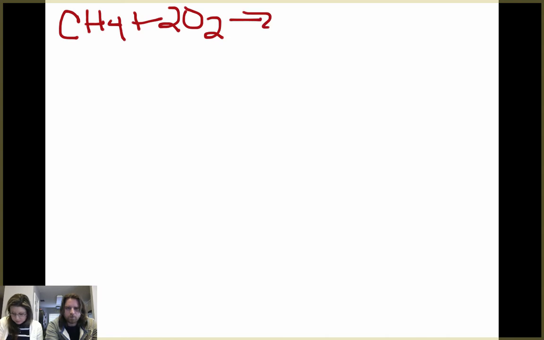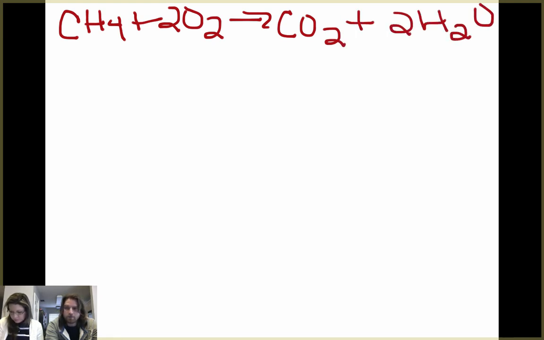All right. So let's do your typical combustion problem. We'll do the combustion of methane. So that's your CH4 plus a couple of O2s going to yield your normal products for combustion, which are carbon dioxide and a couple of waters. So this is already balanced for you. And so what are we actually trying to look for here?